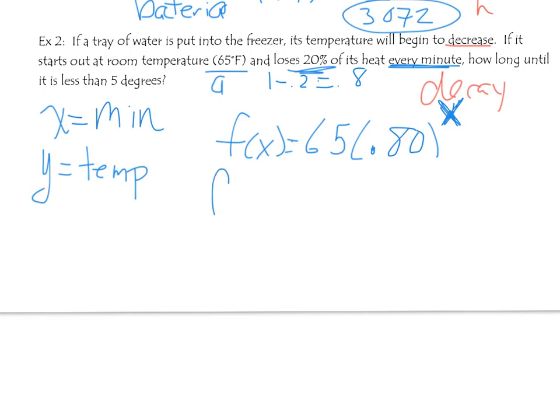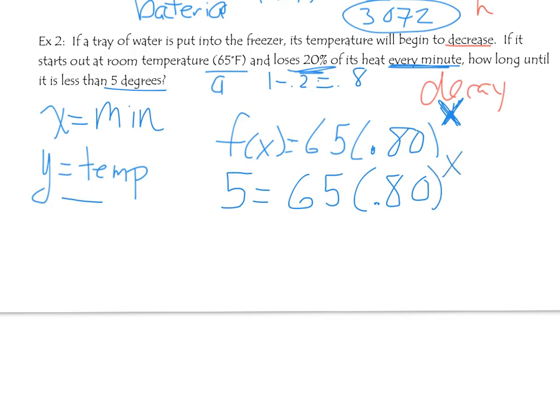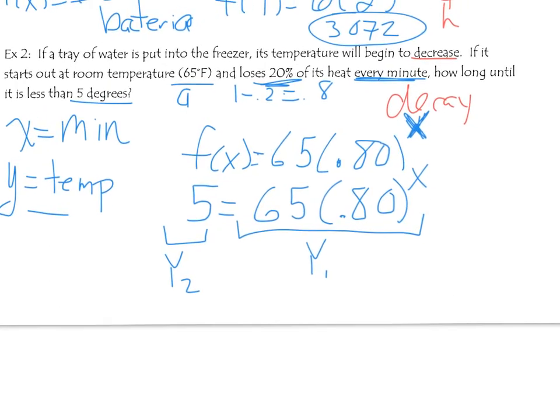Okay, and then we want to know when it's going to be less than 5 degrees. Well, 5 degrees is an output, so we actually are substituting this in for our f of x. And we will talk about how to solve things like this a little bit more by hand, but you can use the technique that we've been doing in class where you put this into your y1 and this into your y2 and find the intersection of the graph, and that will give you the answer in this case, which is kind of nice.